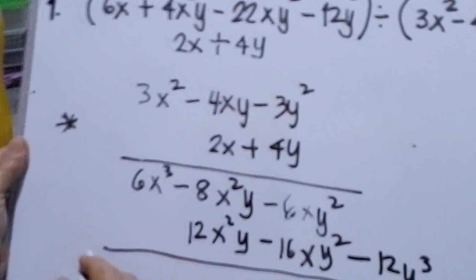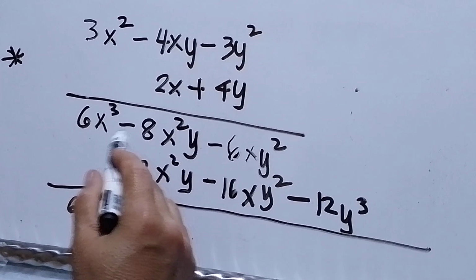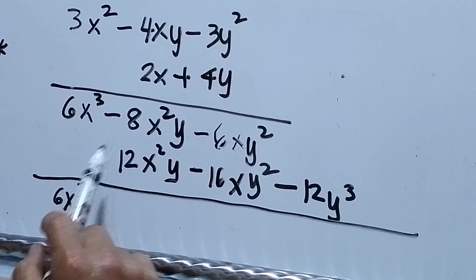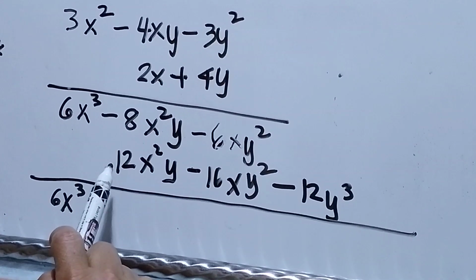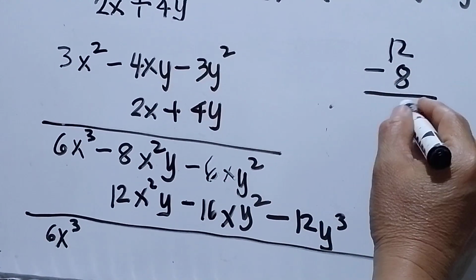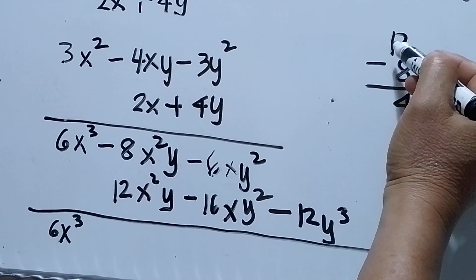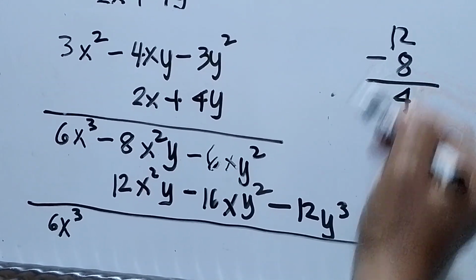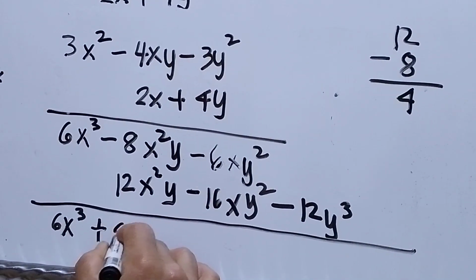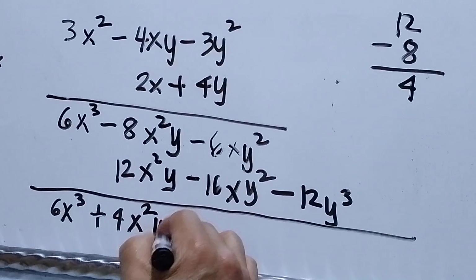Then I need to sum up. Bring down 6x cubed. Negative 8 plus 12. Since the sign is not the same, this is unlike signs, so I need to use subtraction. So 12 minus 8 is 4. So take note, what's the sign? The sign must be positive because 12 has a positive sign while 8 has a negative sign. 12 is greater than 8, so this will be positive. So it should be positive 4, and then just copy the variable with its exponent, and then copy also y.